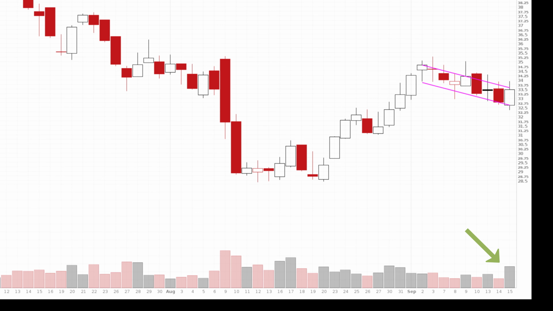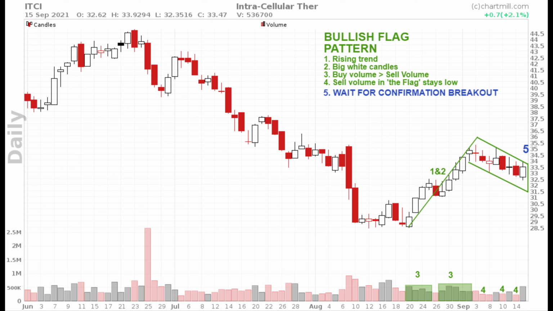So what do we have till now? We have a rising trend with some big white candles. The buy volume is bigger than the sell volume, and the sell volume in the flag stays low. So the only thing now is waiting for a confirmation breakout.